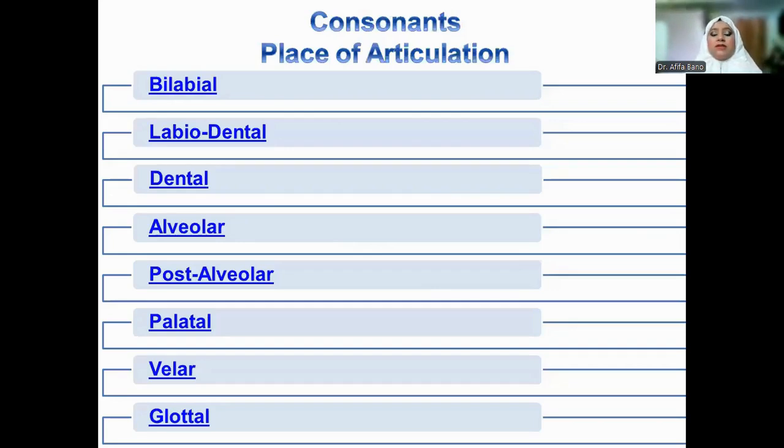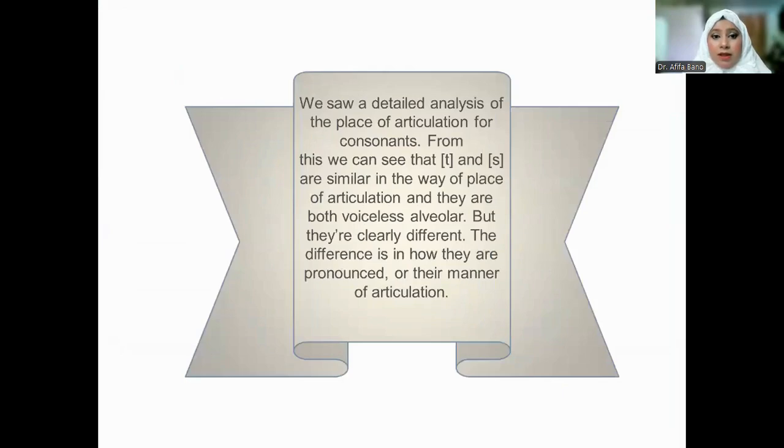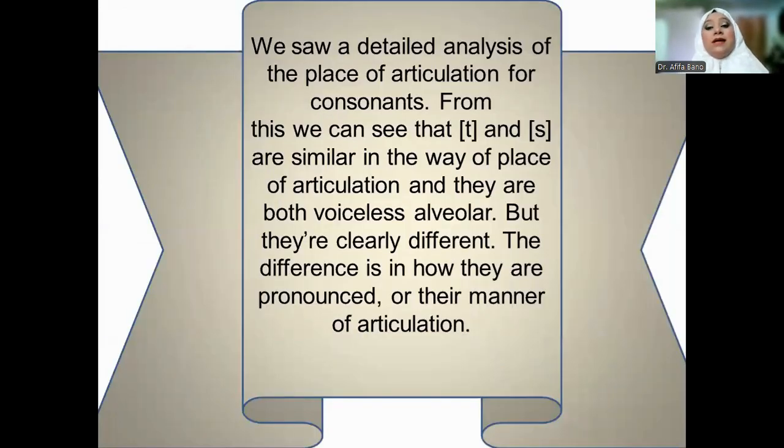Now this is what we saw so far: bilabial, labiodental, dental, alveolar, postalveolar, palatal, velar, and glottal. So these are the places of articulation of consonant sounds. Now, see, this is the diagram of the places of articulation we make from different parts of our speech organs. Okay. Now, we saw a detailed analysis of the place of articulation for consonants.